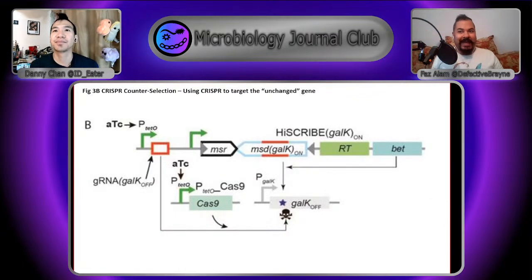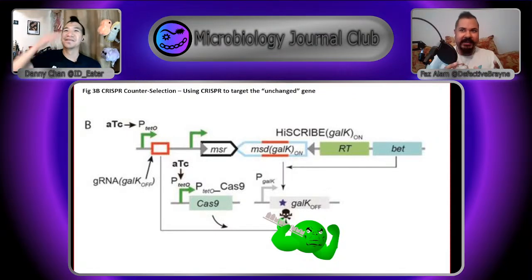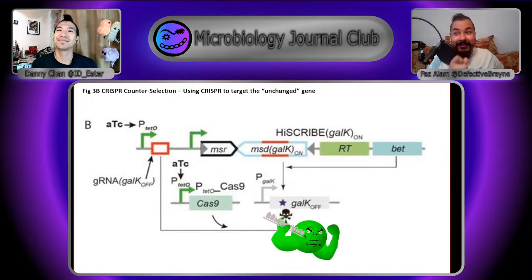The next one is quite interesting: CRISPR counter selection. The great thing about CRISPR counter selection is that you get your CRISPR to target the unchanged gene. You put this plasmid in, hoping that it'll change your gene, but then you put this CRISPR in. So if this bacteria doesn't take your gene, we're going to have a CRISPR to spite it and destroy it in its presence.